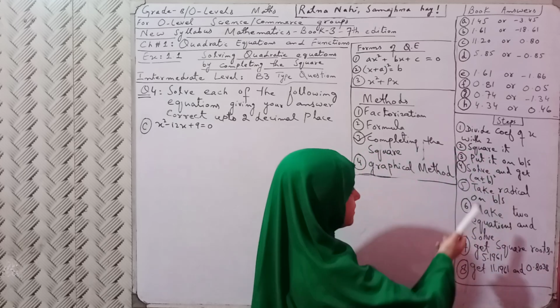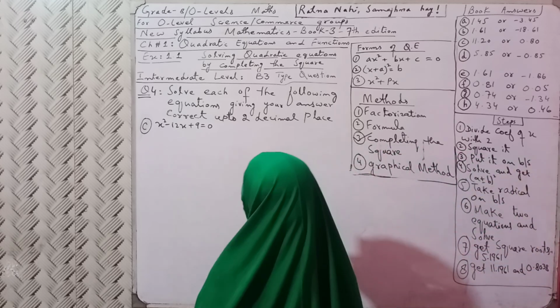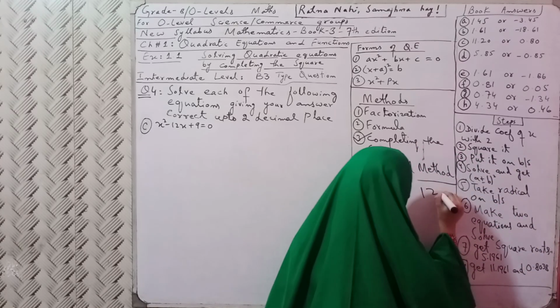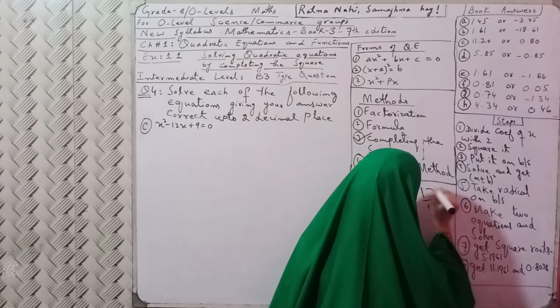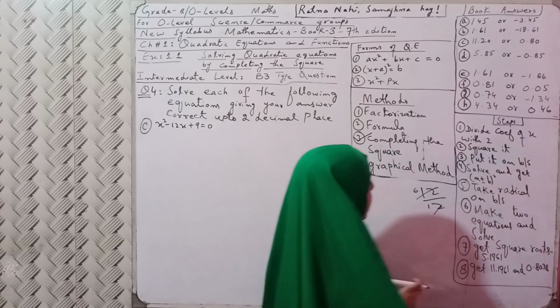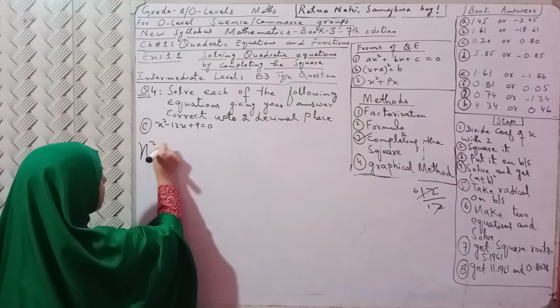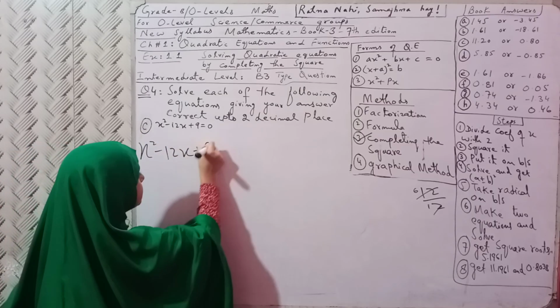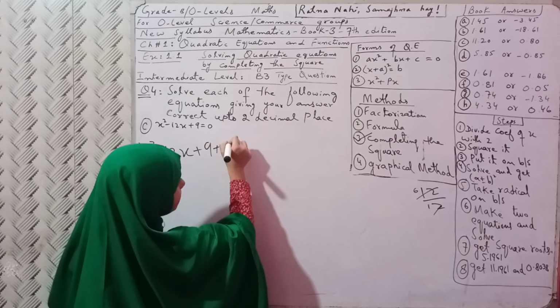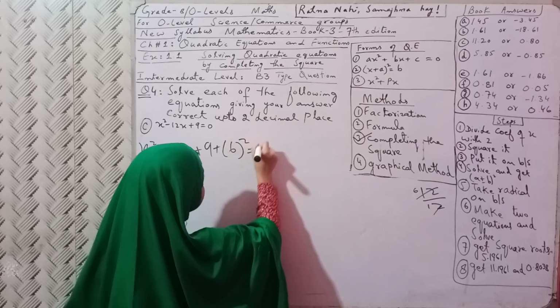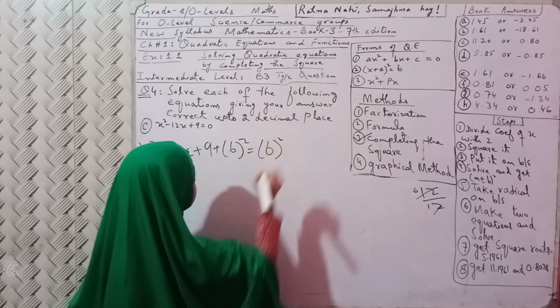Now the first step is divide coefficient of x with 2. So 12 upon 2, 2 1s are 2, 2 6s are 12. Now square it, put it on both sides. So here will come x square minus 12 plus 9 plus 6 whole square is equal to 6 whole square.